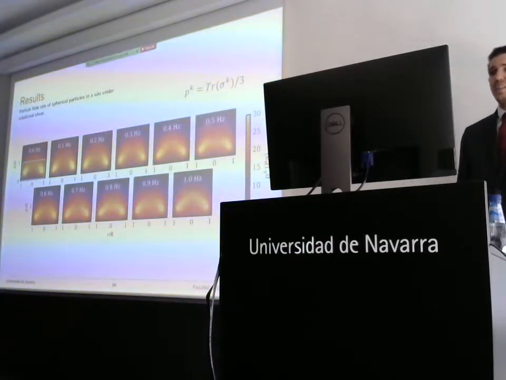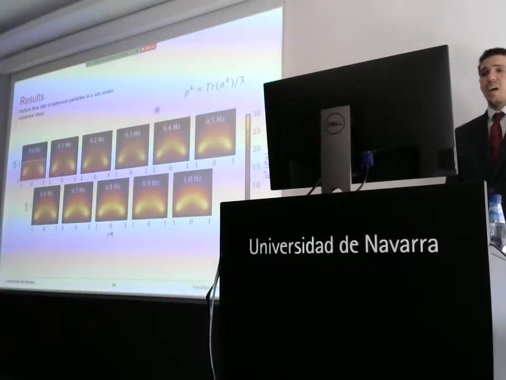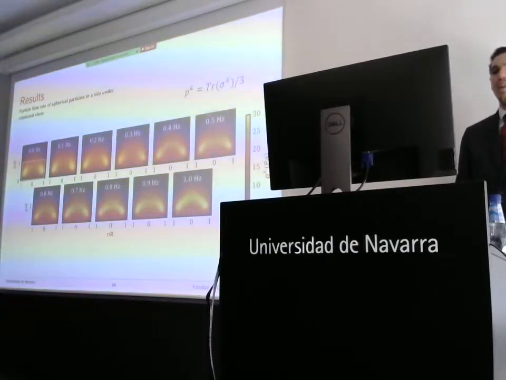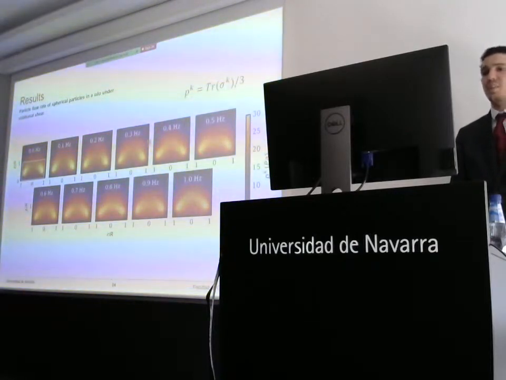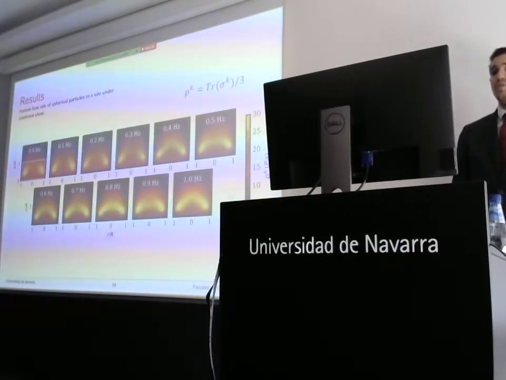So here we have the kinetic pressure, a magnitude that has widely been used to connect the macroscopic response of the granular media with the microscopic behavior of the granular media. So here we have the kinetic stress for different rotation speeds.